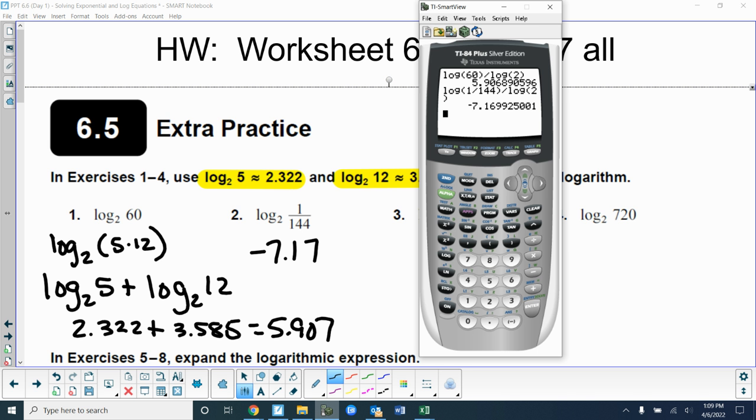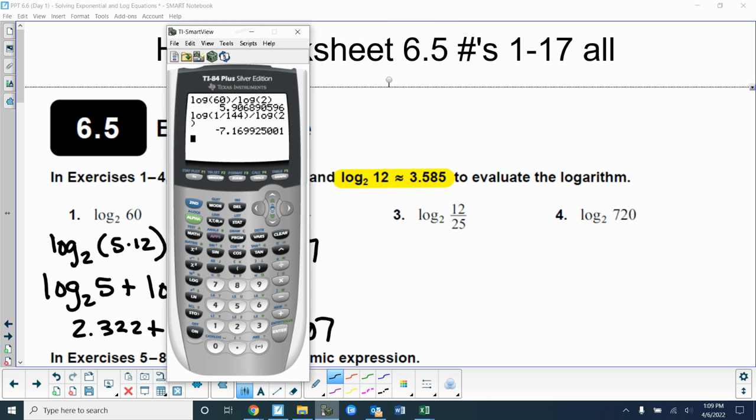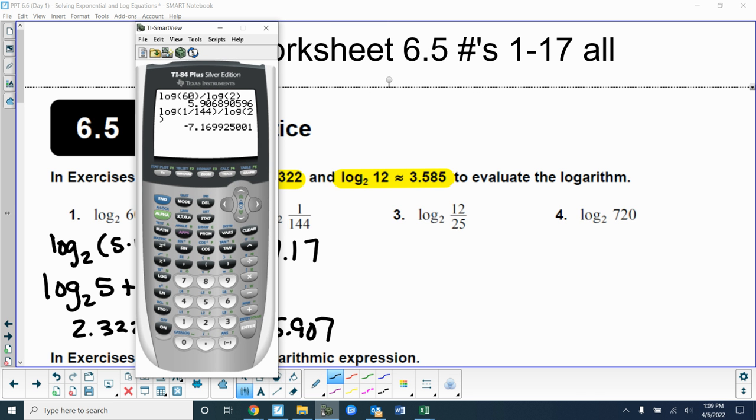Okay, this one, come on. Why won't it move? There we go. All right, again, just put 12/25, which is a fraction. Close it up, though. Remember to close it up. The parentheses divided by log of 2 again, right? Every one of these is log of 2 because of the beginning. Negative 1.059.